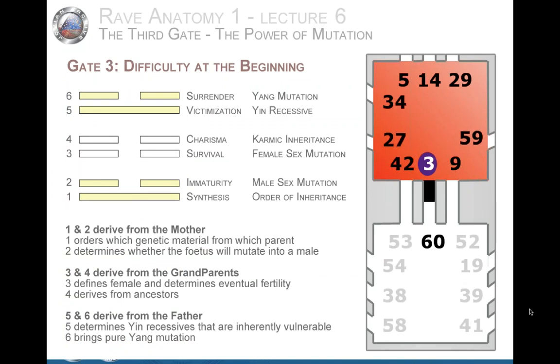In lecture 6, Ra talks about this magical gate, Gate 3, Difficulty at the Beginning. This is the power of mutation. This is actually a really amazing gate within the BodyGraph. As you can see, the fuel to the 3 comes from the 60, as you see in this image. And this is a channel. This is one of the format channels, which is a very powerful channel.